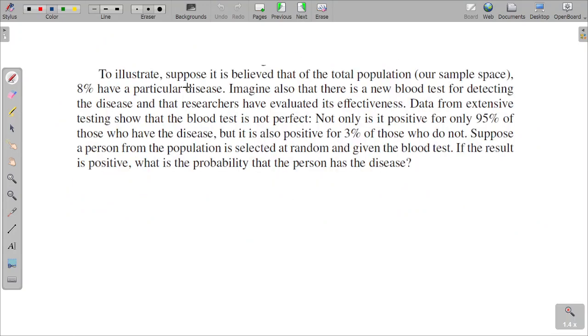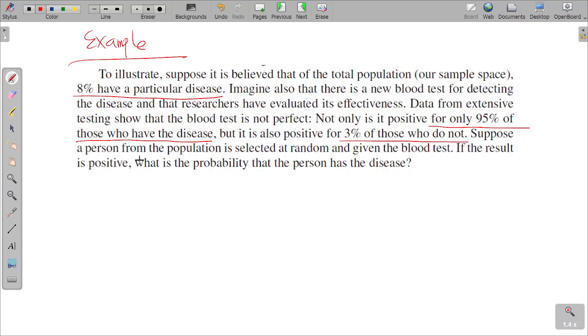So to illustrate this, let me call this example. It is believed that of a total population, our sample space, 8% have a disease. Imagine also that there is a new blood test for detecting the disease and that researchers have evaluated its effectiveness. Data from extensive testing show that the blood test is not perfect. Not only is it positive for only 95% of those who have the disease, it is also positive for 3% of those who do not have it.